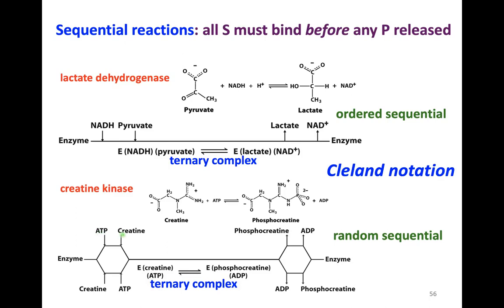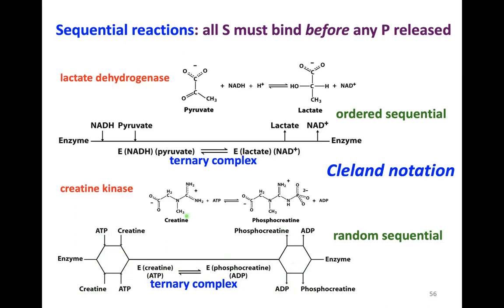Or we can have ATP and creatine bind to the enzyme. ADP can leave first, phosphocreatine can leave second. Conversely, creatine can bind first, then ATP, as you can see here. So that's what this bubble is showing us. And in this case, it's random with respect to the substrates, and it's random with respect to the products. Okay, so hopefully this makes sense.